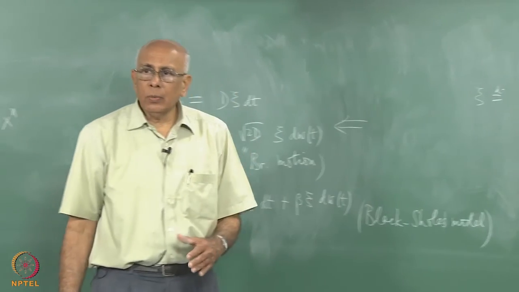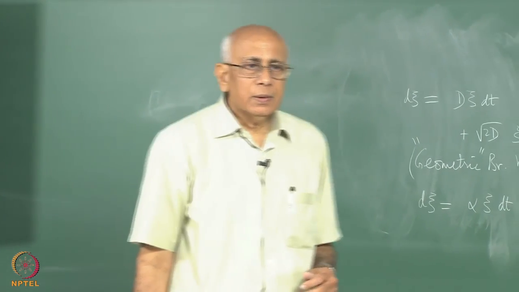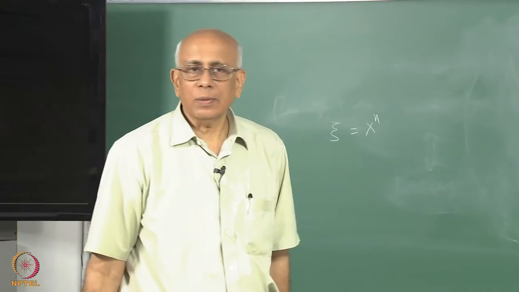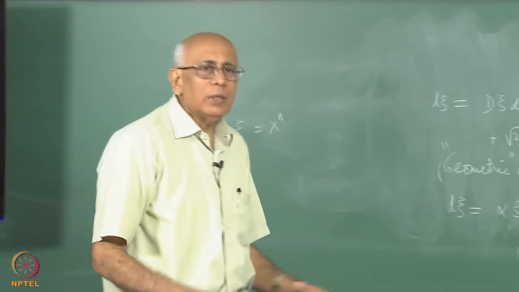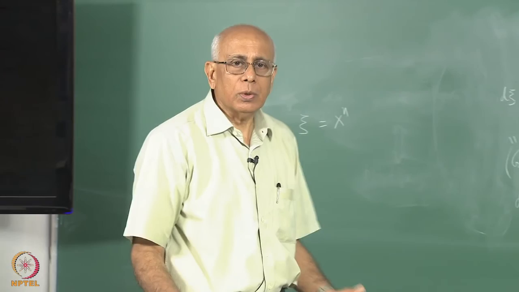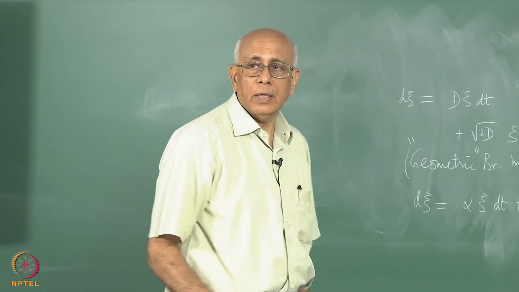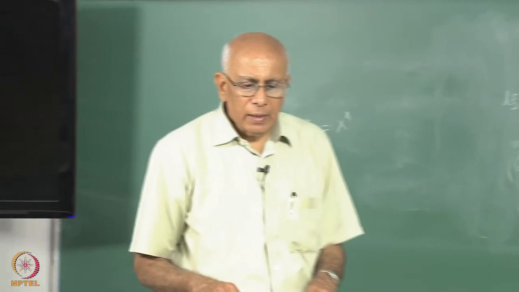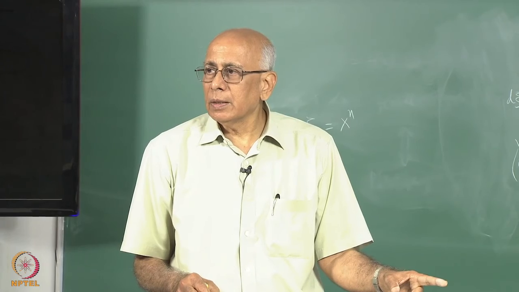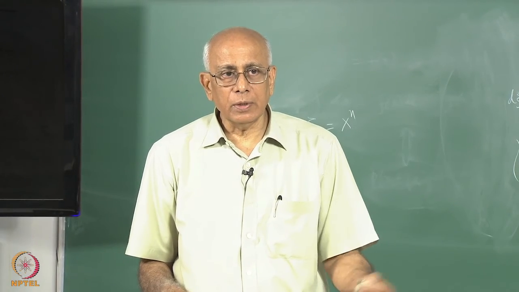So the way to handle this strange object, this dw, is to change the rules of the calculus somewhat. And we'll do that in an intuitive way. We'll try to justify it in an intuitive way. It's after all a rule. There are other rules, other ways of arriving at stochastic differential equations. When you have multiplicative noise, this is the problem. To get the correct master equation, you need to write the correct stochastic differential equation.